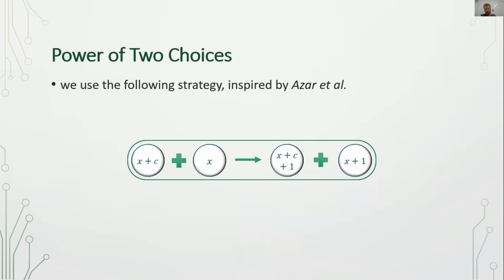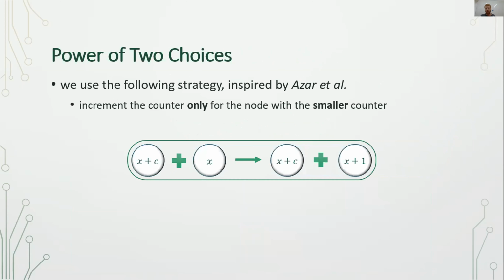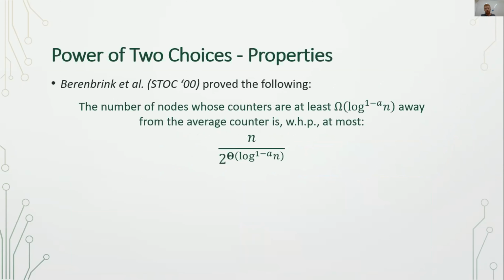How do we do so? We are using the power of two choices. Instead of the counter that you see here, that increments both of the nodes, we increment only one of the nodes, only the node with the smaller counter. By doing so, we use a proof by Berenbrink et al.